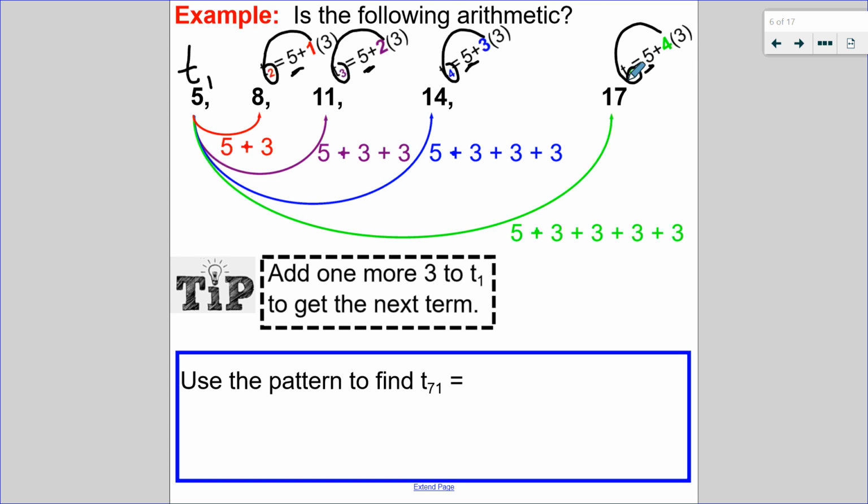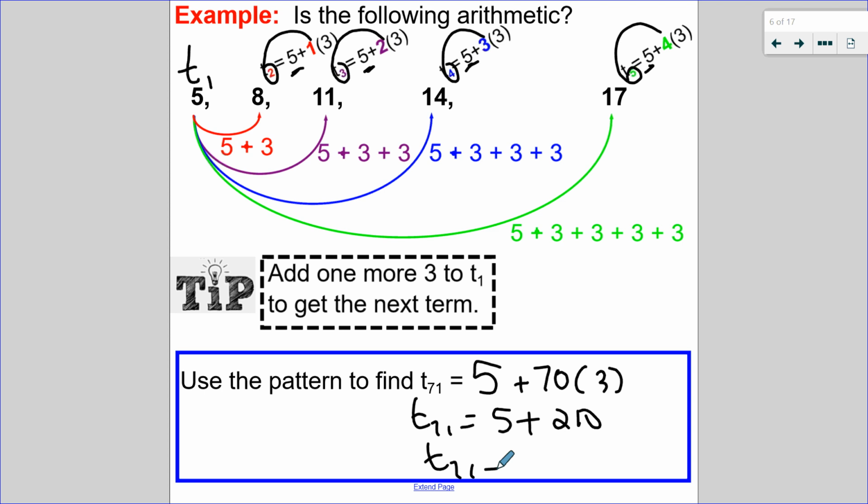Let's use that pattern to come up with the 71st term. I would not want to do plus 3 plus 3 plus 3 to get to the 71st term. So we're going to use our pattern of starting with the first term and adding on multiples of 3. How many multiples of 3? 1 less than the term number. This is 71, so 1 less would be 70. That means my 71st term would be 5 plus 210, or 215.